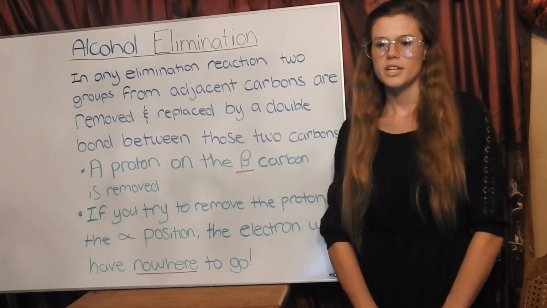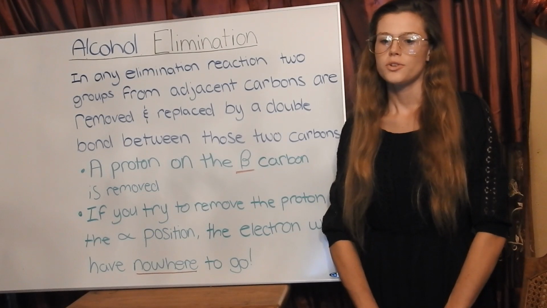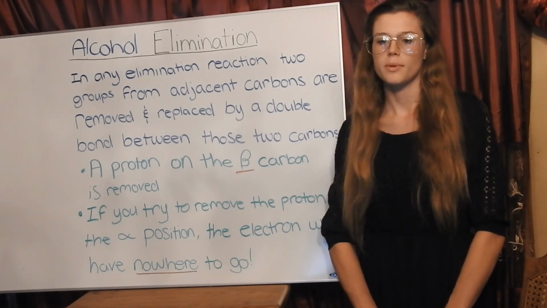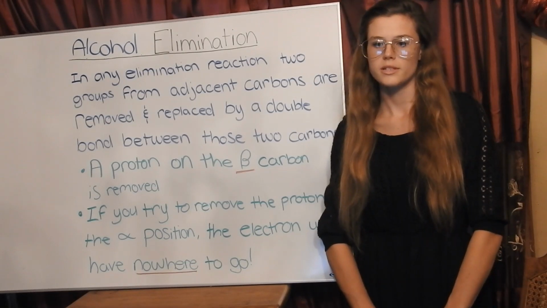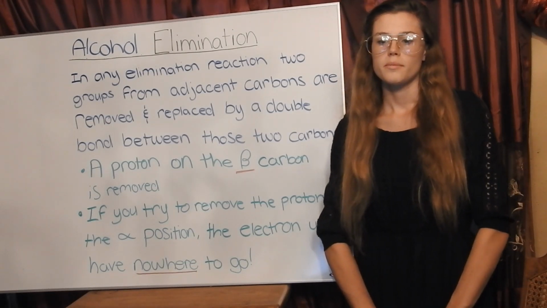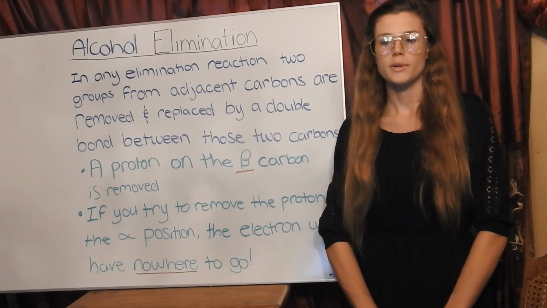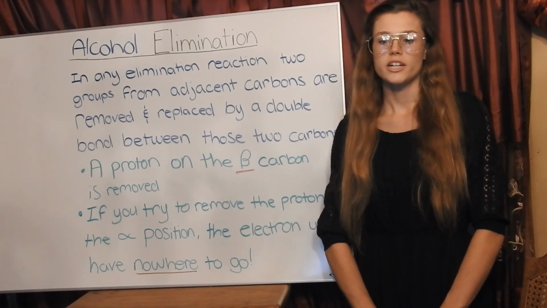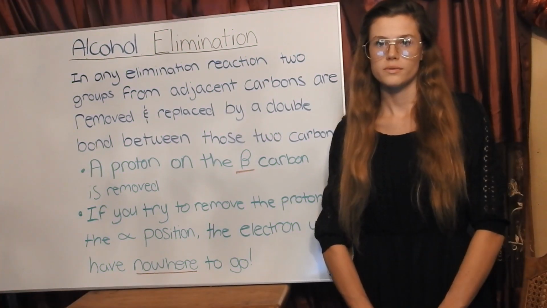In any elimination reaction, two groups from adjacent carbons are removed and replaced by a double bond between those two carbons. It is the proton on the beta carbon that is removed because if you remove a proton at the alpha position, the electron will have nowhere to go.